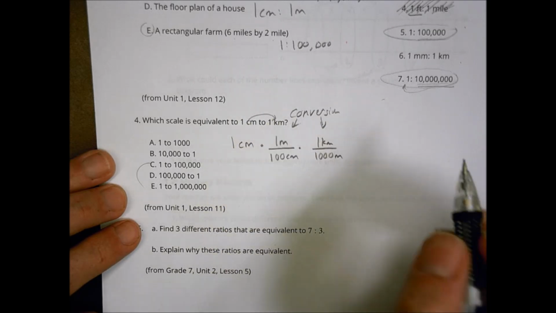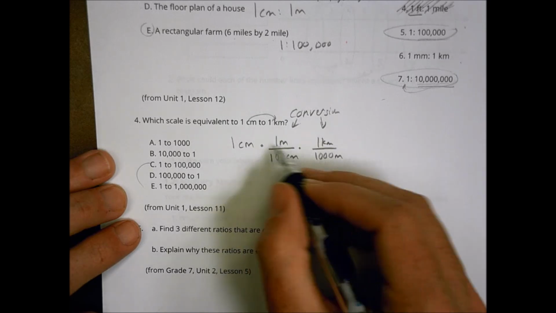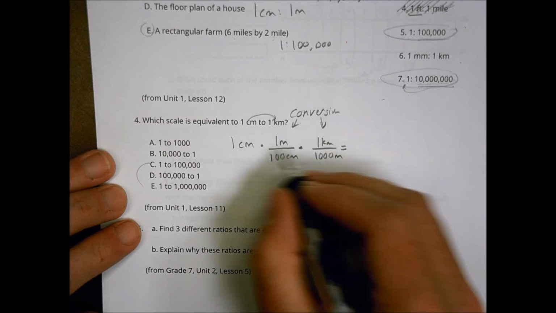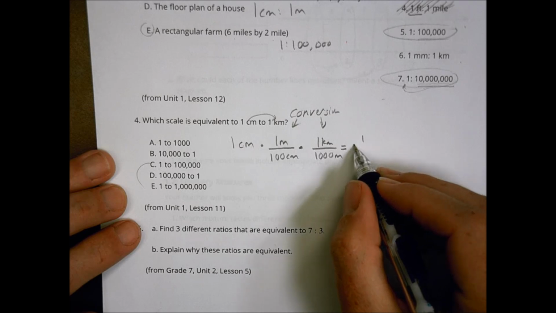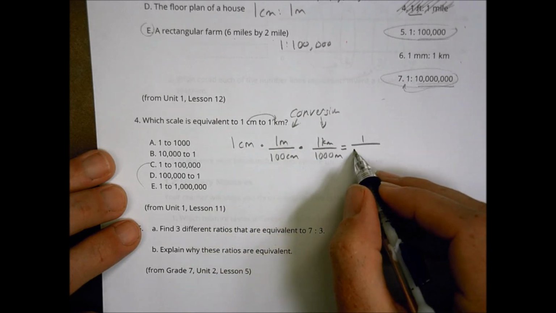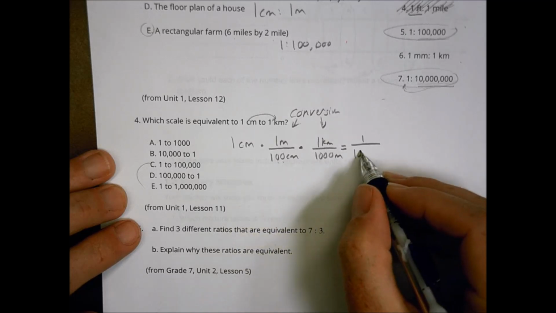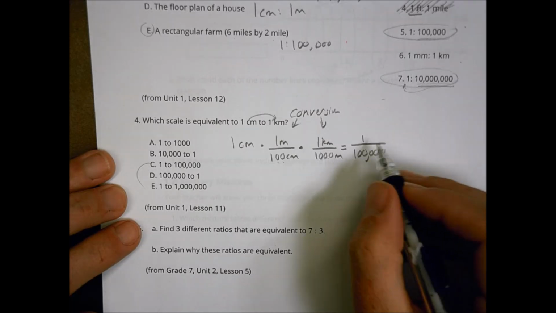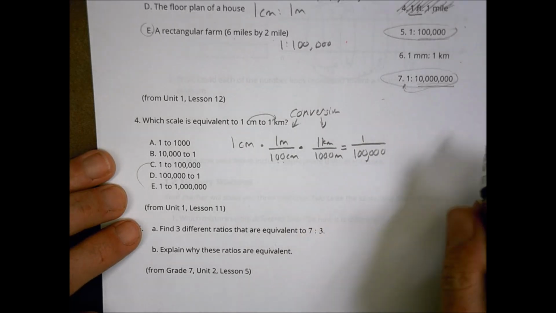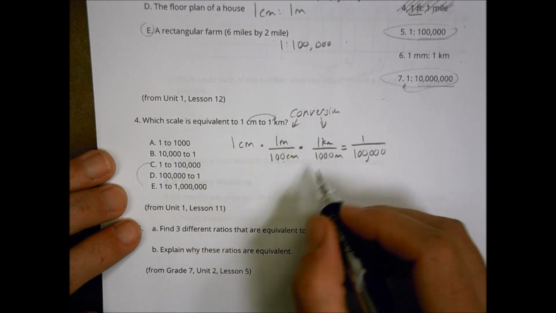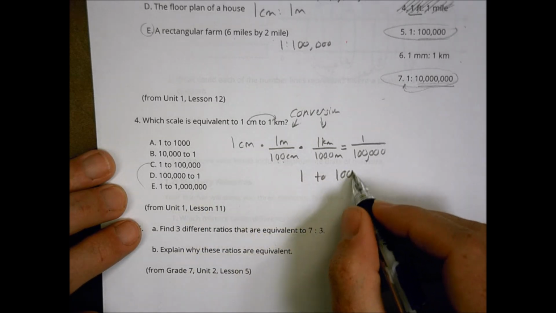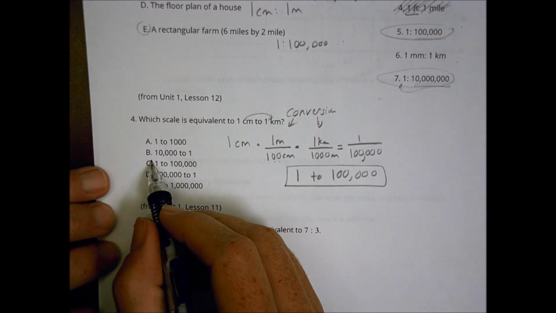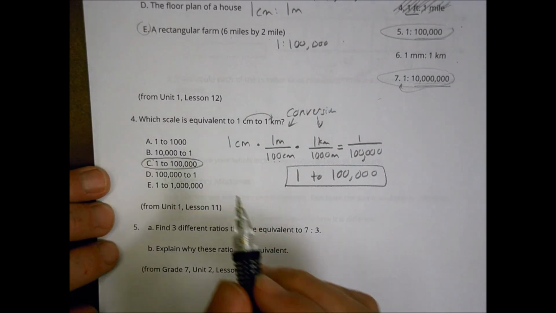So I'm multiplying 1 centimeter times 1 over 100 times 1 over 1,000 to see what I end up with. When I do that, 1 times 1 times 1 is 1, and 100 times 1,000, just put my zeros together, I have 1, 2, 1, 2, 3, and insert the comma. So I end up with 1 over 100,000, or, in terms of how this works here, 1 to 100,000. Is that an answer choice? Sure it is, right here, choice C. 1 to 100,000. So that's the idea there.